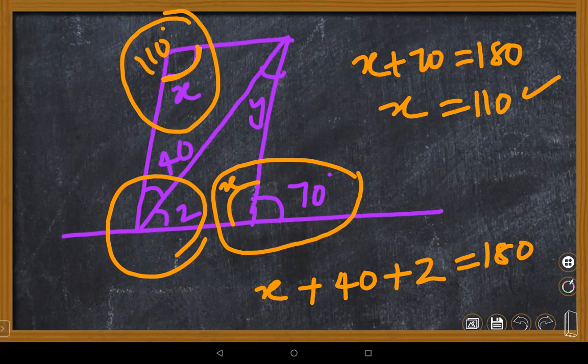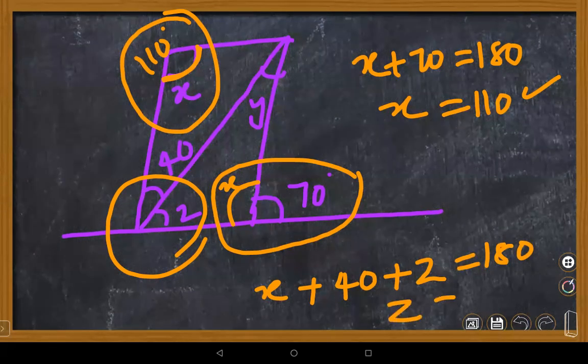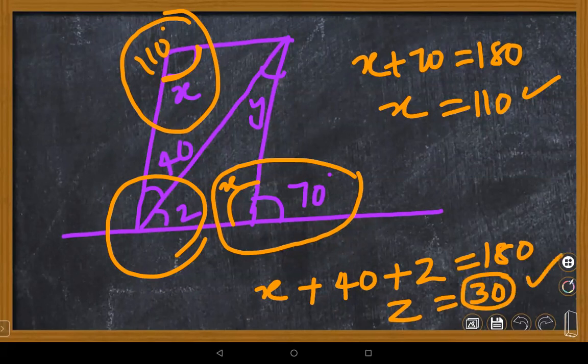110 plus 40 means 150. So it's equal to 30, ma'am. So Z equal to how much are you getting? 30. Now Z value you are getting as 30. You need to find the Y value.